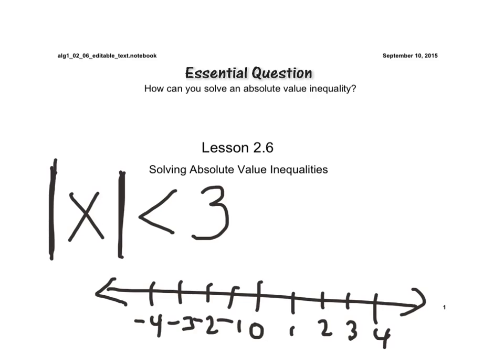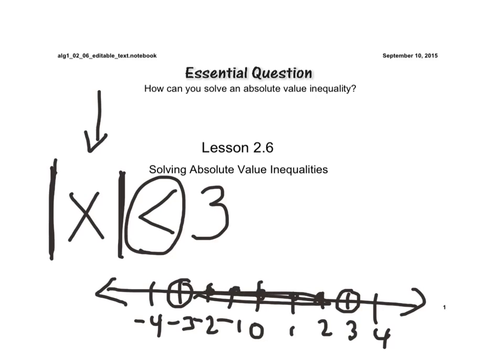-4. And we think about, okay, the distance x is from 0 on the number line has to be less than 3 units. Well, that would include these numbers, 2, 1, 0, but then also on this side. Well, we want all numbers, so we're going to put an open circle at 3, an open circle at -3, and it would make sense that it would be all these.